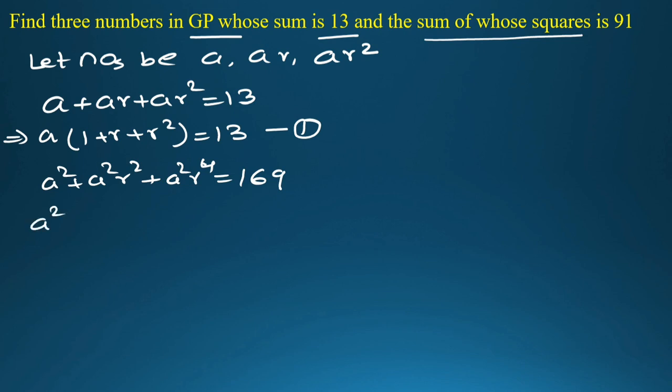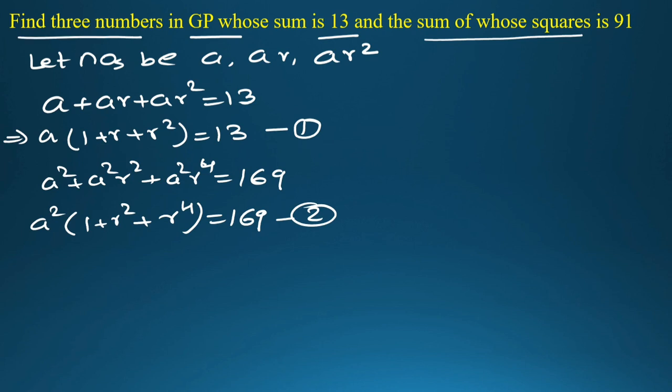So A square can be taken common. It will be 1 plus R square plus R to the power 4 is equal to 169. This is equation number 2. Now we have to solve equation number 1 and equation number 2 to get the values of A and R. Why? Because we have to find three numbers. So definitely we have to find the values of A and R.